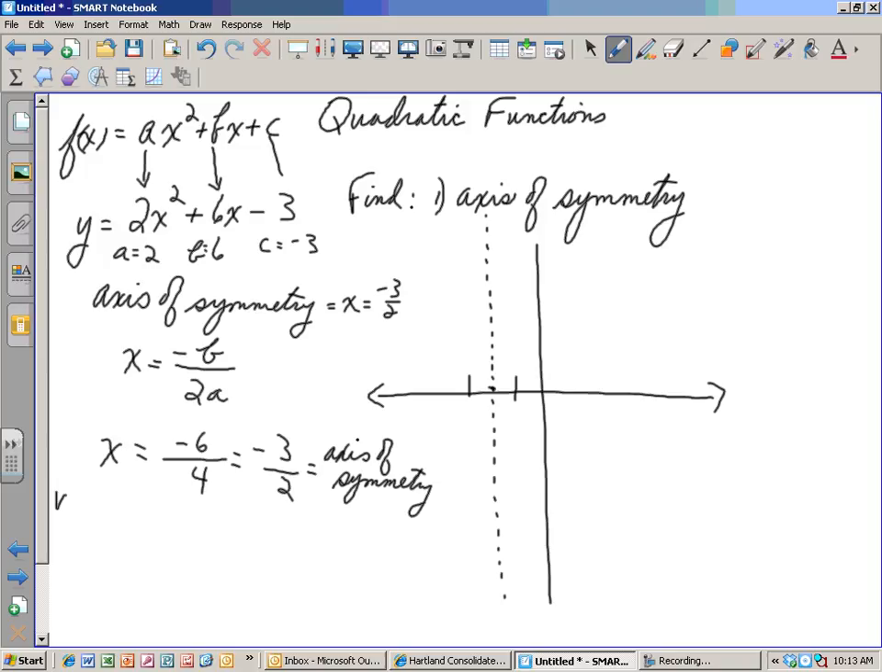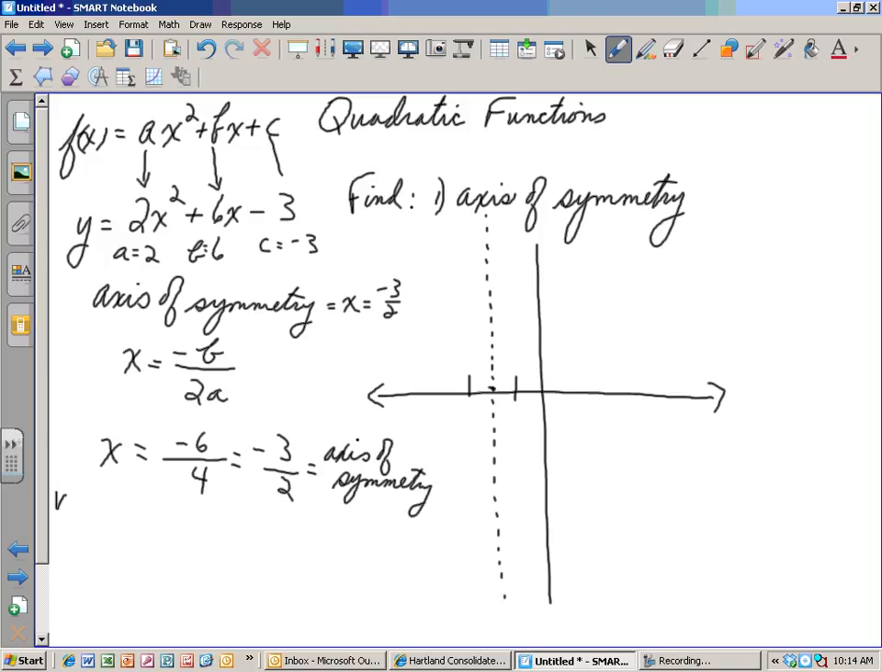What did you do with the b? The opposite of the b, the opposite of 6, over 2 times a. So you just change it, and that's the axis of symmetry. So if it's a negative, it becomes a positive. I'll do a couple problems.